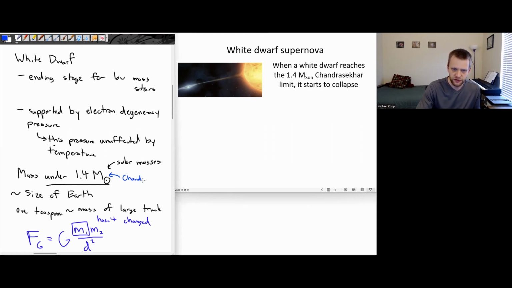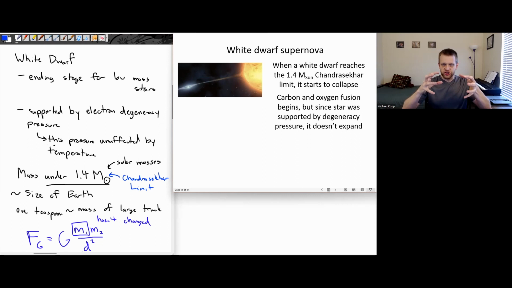The Chandrasekhar limit, where again, that electron degeneracy pressure will no longer be able to support the star against collapse. So what's going to happen when this electron degeneracy pressure fails?